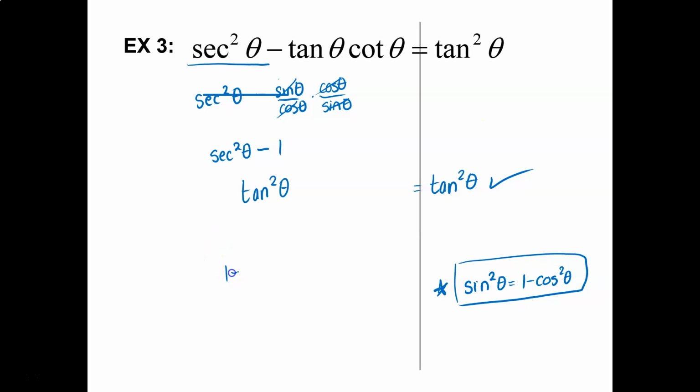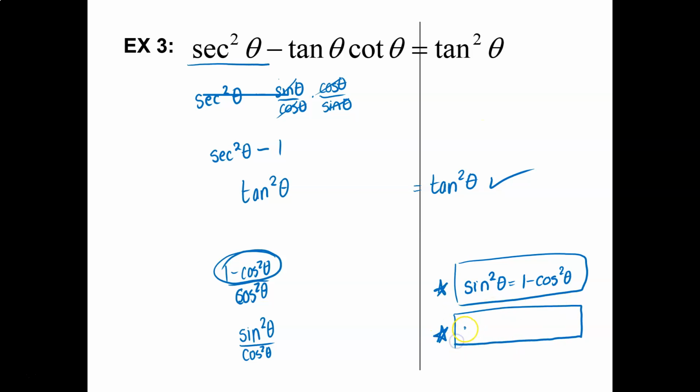So on that last one where we had 1 minus cosine squared theta over cosine squared theta, this top part right here, because 1 minus cosine squared theta equals sine squared theta, we can just replace it with sine squared theta over cosine squared theta like that. And it is also true, you may want to write this down as well, that cosine squared theta equals 1 minus sine squared theta.